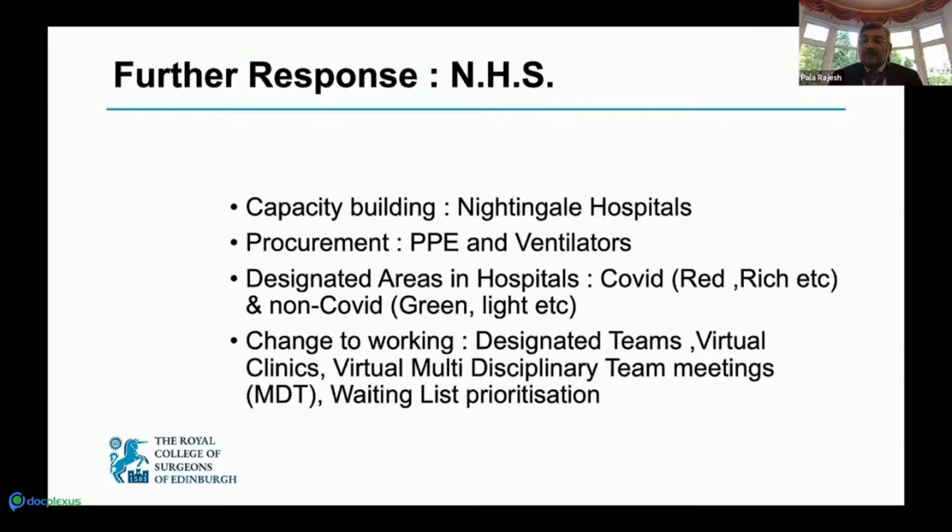Doctors were designated as teams. Thoracic surgeons were in intensive care units because non-essential surgery was stopped. Then we started doing virtual clinics, virtual multidisciplinary team meetings. And as a result of these virtual multidisciplinary team meetings, my understanding is that there were a lot of patients who were discussed, and the attendance at these meetings also was pretty high, which is an extremely interesting observation. And waiting list prioritization began to happen.